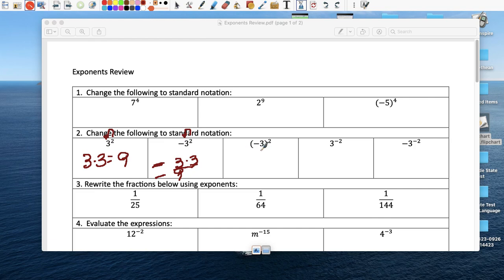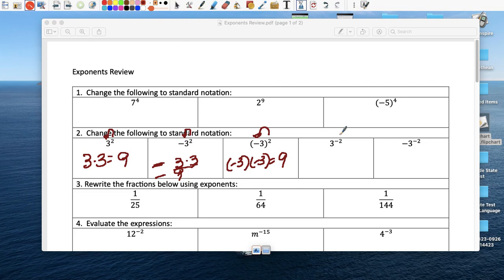Now, compare that to the third one. In this third one, the 2 is saying everybody in the parentheses, raise yourself to the 2nd power, and that, in this case, includes the negative sign. So it's negative 3 times negative 3, which is positive 9.